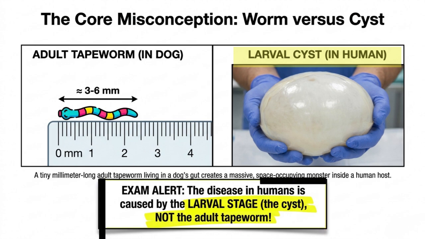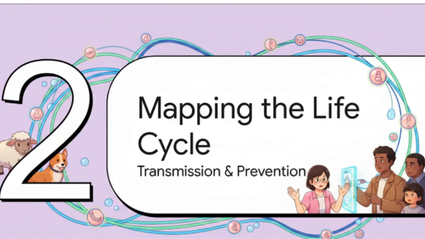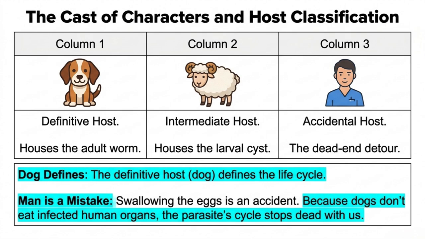Section 2. Mapping the life cycle. Okay, let's break down the hosts, and we're going to use some great mnemonics to help you remember exactly who is who. The whole cycle kicks off with the dog. Remember the phrase, dog defines. The dog is the definitive host where the adult worm lives. Next, we've got our intermediate host, the sheep, which is the typical player in this cycle. And then there's us. Humans are the accidental host.